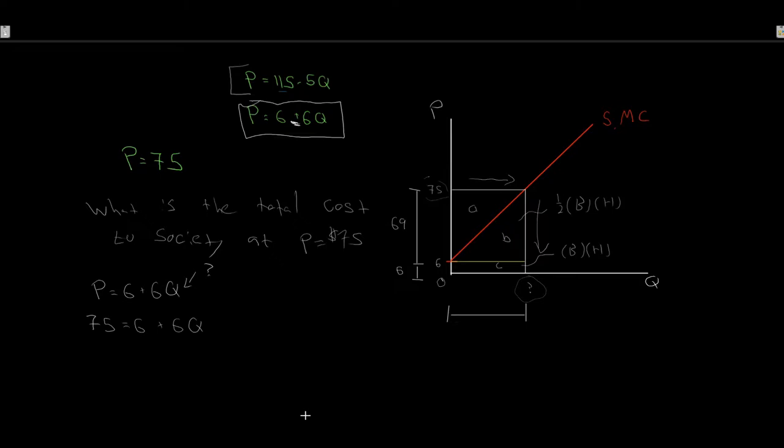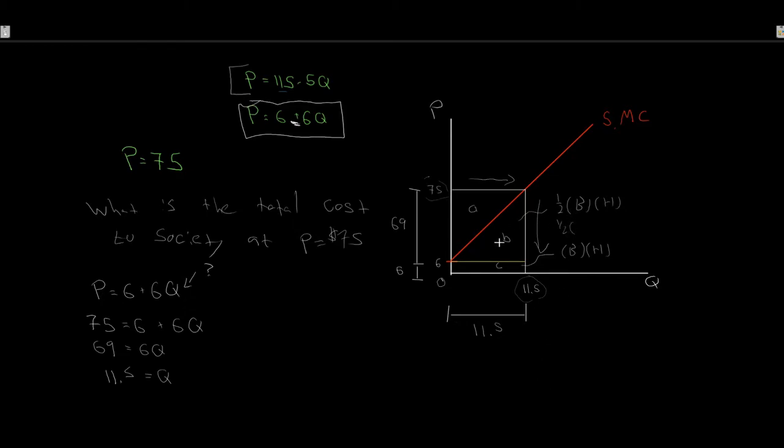Again, I want to get that Q by itself so I can solve for it. So let's subtract 6 from both sides. 75 minus 6 is 69 equals 6Q. To get that Q by itself, divide both sides by 6. I get 69 divided by 6 is 11.5 equals Q. So there we go. Let's update that. It's a question mark, but we know the value now: 11.5. And 0 to 11.5 means I have a base of 11.5.